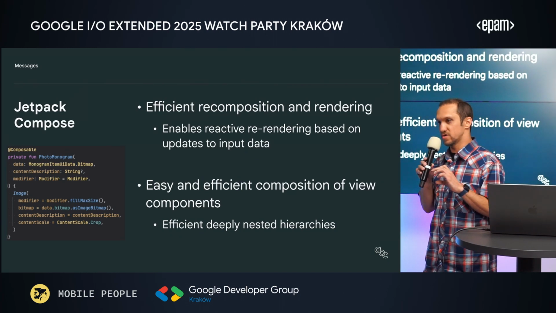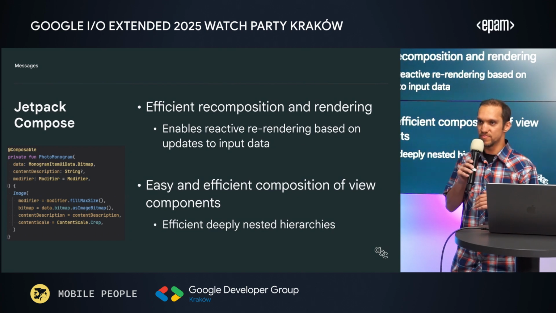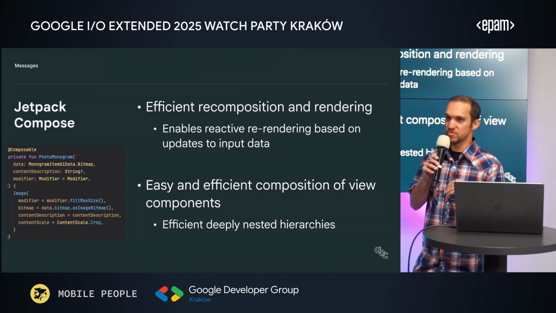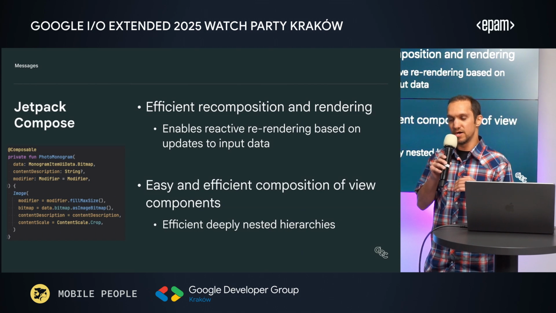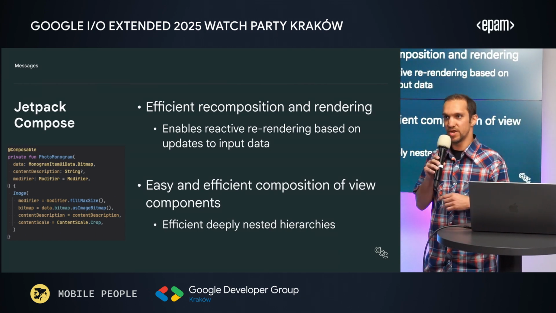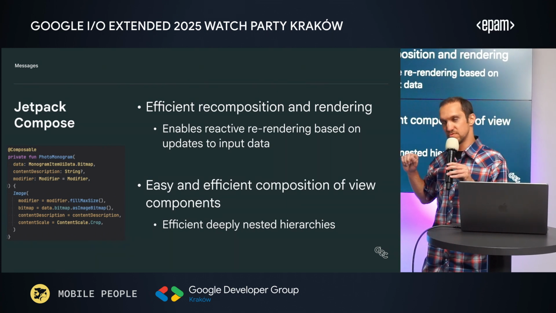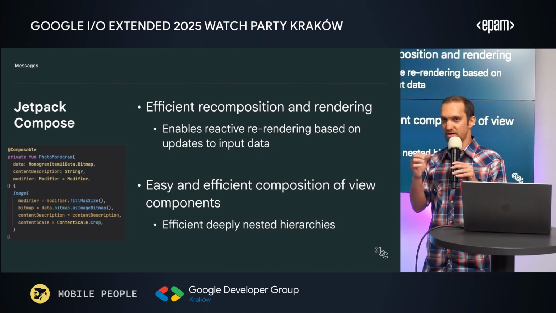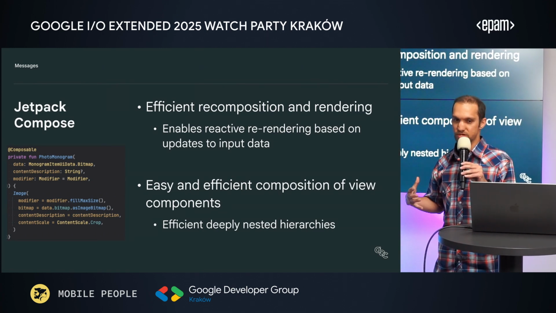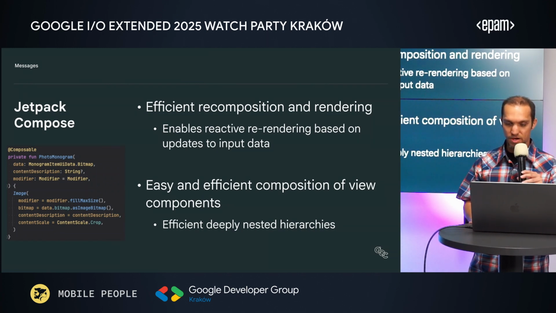And then it's also very efficient in terms of composing elements. So if you've done Android views before, you know that if you have a big nested hierarchy, lots of elements, it is not good for performance. It ends up slowing things down. There's a lot of work just in loading the XML files and then even in the rendering. And Jetpack Compose solves that to a large extent, allows you to have really deeply nested hierarchies and many components without worrying about the performance implication of that.